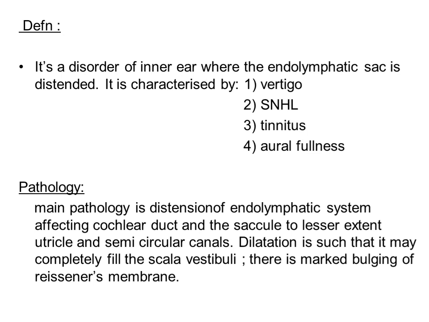So, the pathology of Meniere's disease goes like this. There is distension or dilatation of the endolymphatic system, mainly affecting the cochlear duct and the saccule, and to a lesser extent, it may involve even the utricle and semicircular canal. So what happens is the cochlear duct, which is nothing but the scala media, the saccule, and endolymphatic duct distend. Along with this, there may be a minor distension of the utricle and semicircular canal.